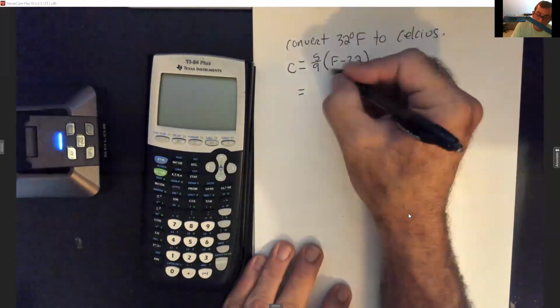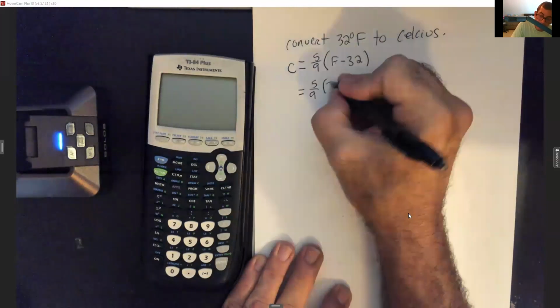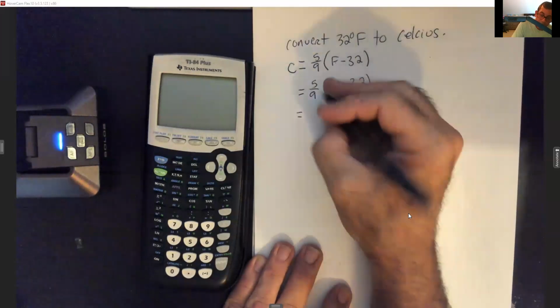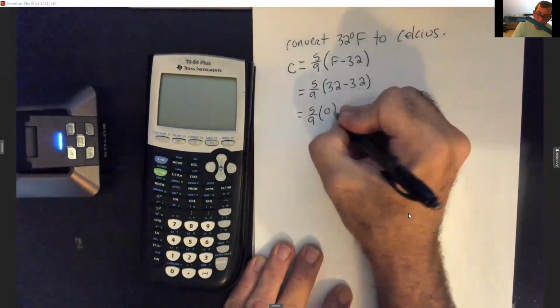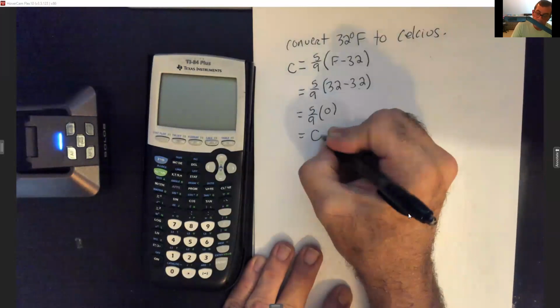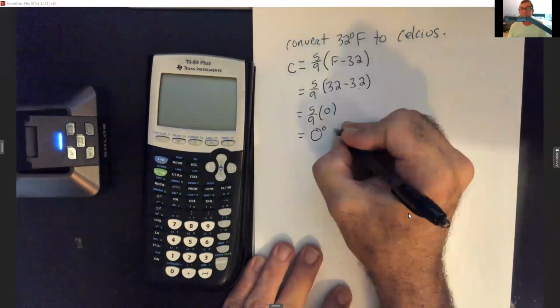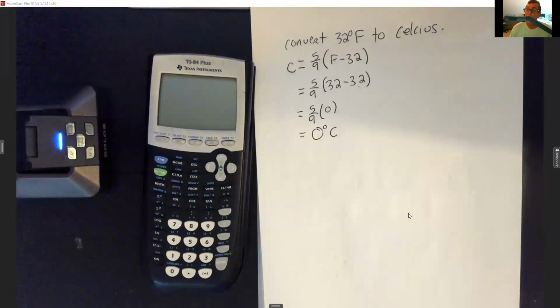So you've got to do the parentheses first. So bring down that 5/9. Replace the F with a 32. So now, parentheses first, bring down the 5/9. All right, 32 minus 32 is 0. And y'all look at that. 5/9 times 0 is 0. So 32 degrees Fahrenheit is equal to 0 degrees Celsius. And we knew that because we had that on our chart a while ago, right? So since we had it on that chart, we knew that it was going to give us what we needed.